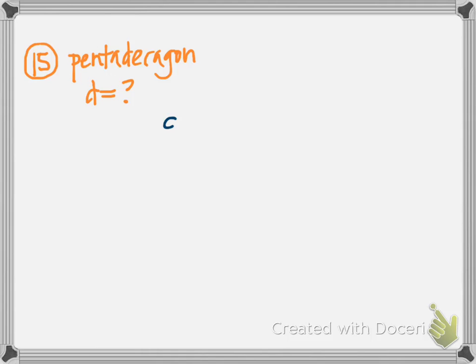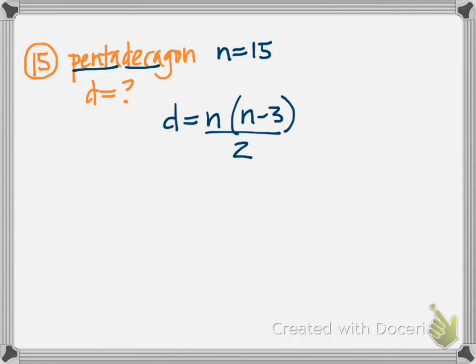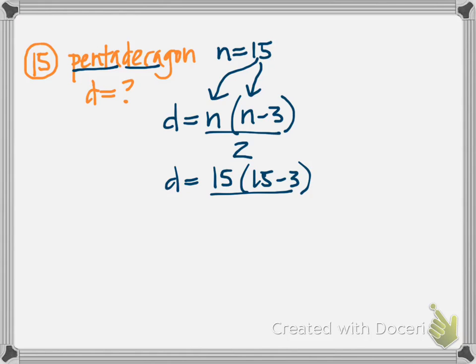So the diagonal formula is n times n minus 3 divided by 2. If we have a pentadecagon, penta means 5, deca is 10, so that means our n is 15. So that's what we're going to replace for our n's. So we'll get 15 times 15 minus 3 divided by 2. You always want to do parentheses first. 15 minus 3 is 12. 12 times 15, and then divided by 2 is going to give you 90 diagonals.